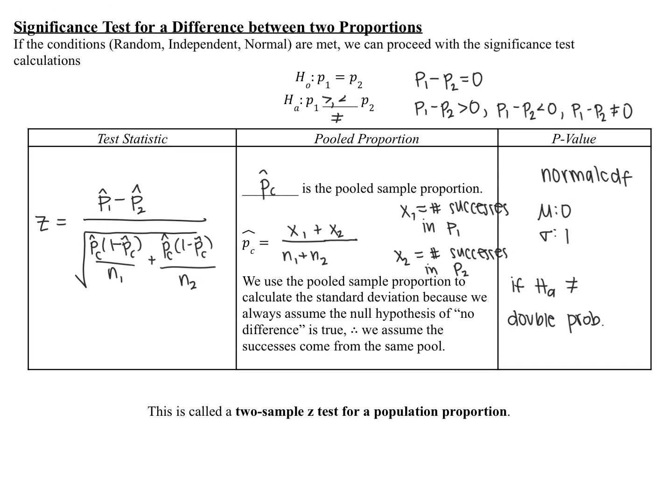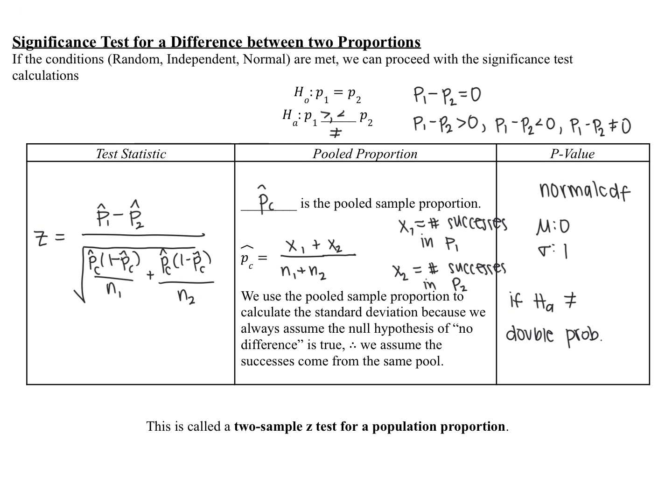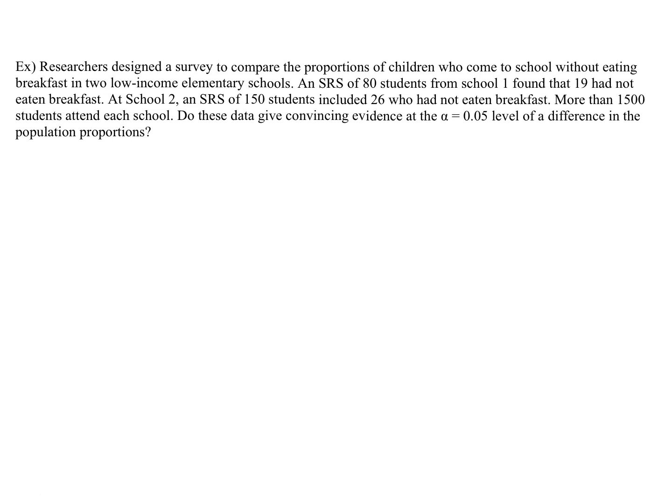So this is called a two-sample z-test for a population proportion. And the most time-consuming part is calculating that test statistic. So you want to make sure that when you do the practice, you are double checking that you can plug it into the calculator correctly. All right, we are going to do one example of this.